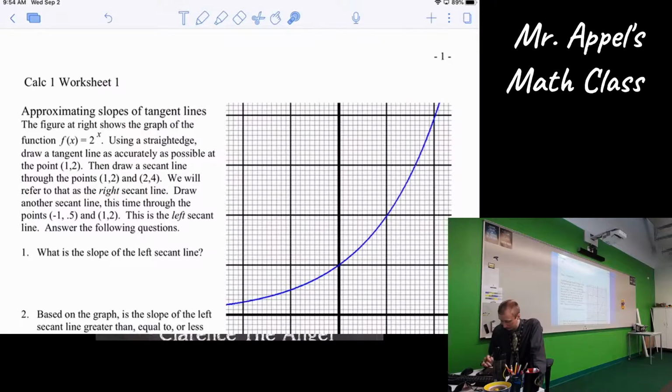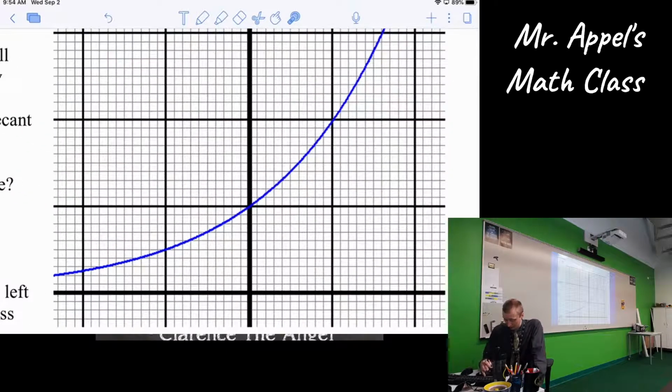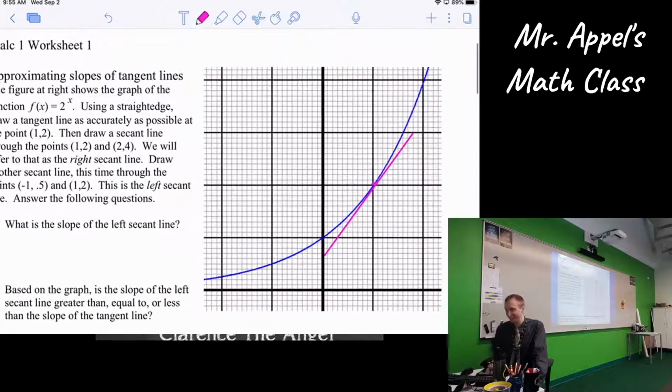So they're looking for this point 1, 2. They're looking for that point right there. So that is our goal. We want to make this tangent line. And we want to calculate the slope of that.